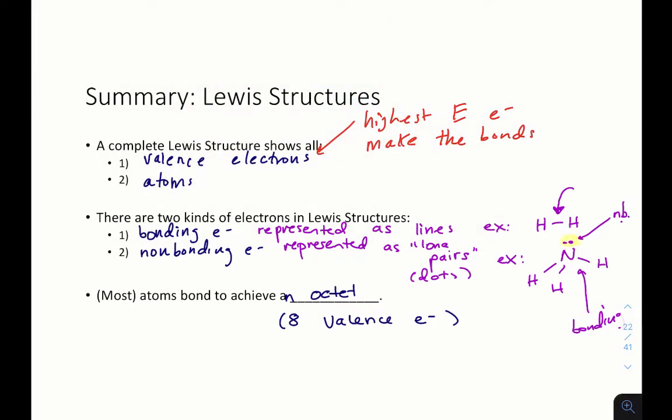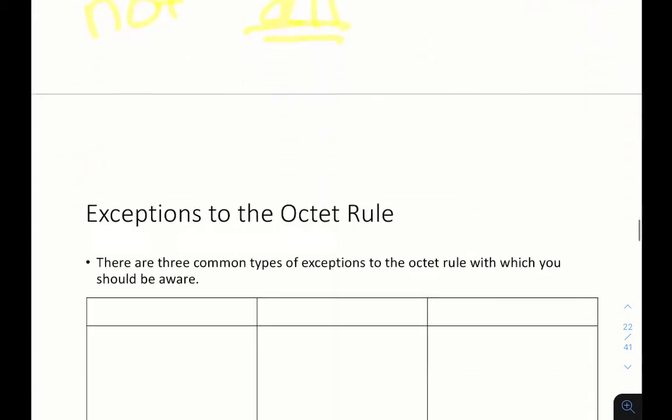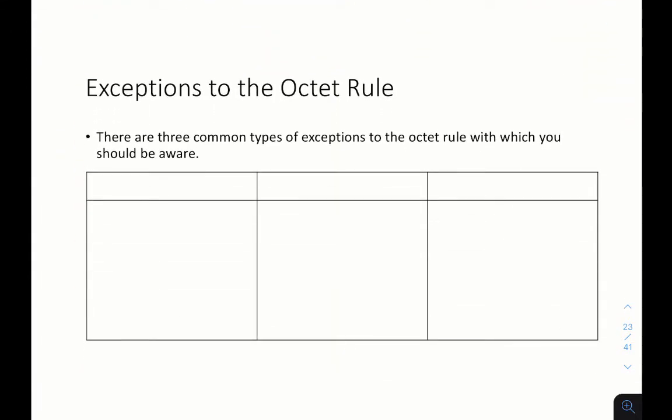For example, the nitrogen in ammonia has 2, 4, 6, 8 electrons around it as a result of bonding with 3 hydrogen atoms. Most atoms bond to achieve an octet, but not all. Let's pause for a moment and look at some exceptions to the octet rule. Now, the octet rule refers to 8 valence electrons, a noble gas electron configuration where the entire S and P subshells are filled. There are 3 common exceptions to the octet rule with which you should be familiar.